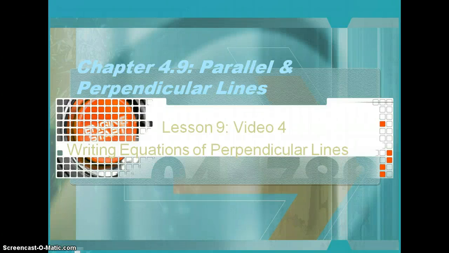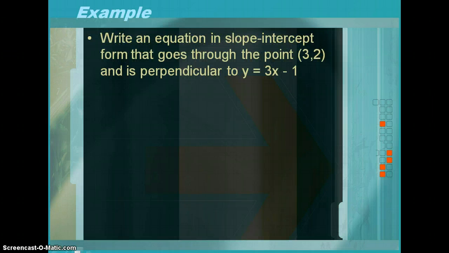So this is lesson 9, video 4, writing equations of perpendicular lines. And this is in direct correspondence or connection with the last video on writing equations of parallel lines. So it says write an equation in slope-intercept form that goes through the point (3, 2) and is perpendicular to y is equal to 3x minus 1.